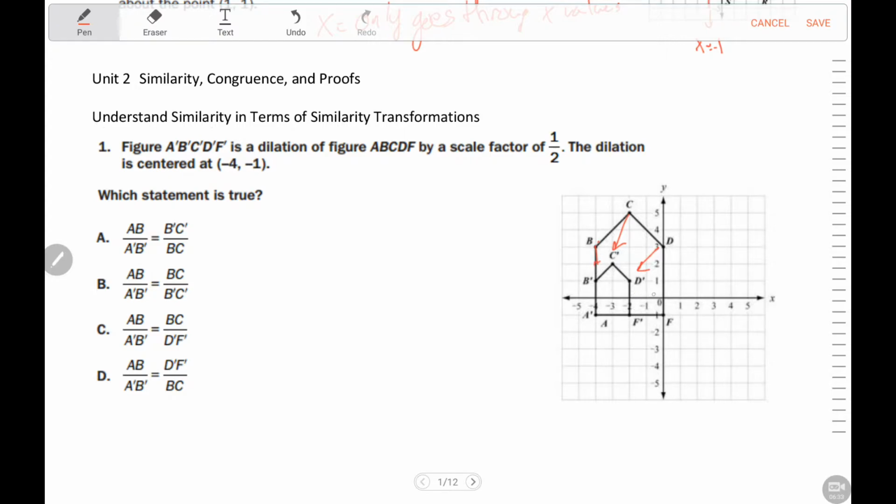Oh, sorry. All right, so it's going from big to small. The dilation did it by a scale factor of a half. The dilation is centered at -4, -1, so from right here. What statement is true?